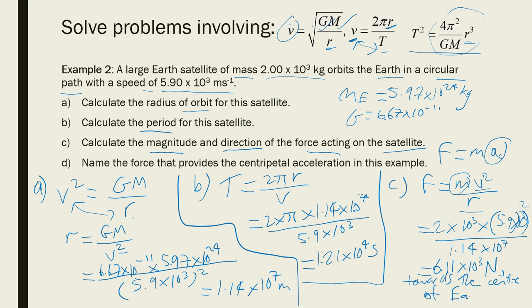Name the force that provides a centripetal acceleration in this example. So in this example, the force is a gravitational force, that gravitational force that's causing this satellite to undergo uniform circular motion.